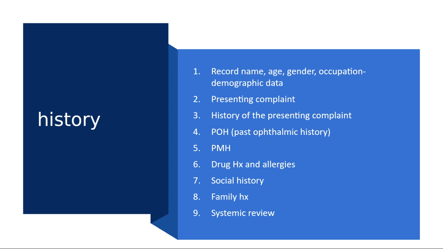So, as I think you all know, there are some basic things which are required, which you also do in any history taking. That is, of course, you need to know the patient's demographics. Very important: name, age, gender, occupation. Their presenting complaint, history of the presenting complaint, past ophthalmic history, past medical history, and the other things you also do in any medical history taking: the drug history, social and family history, and systemic review.